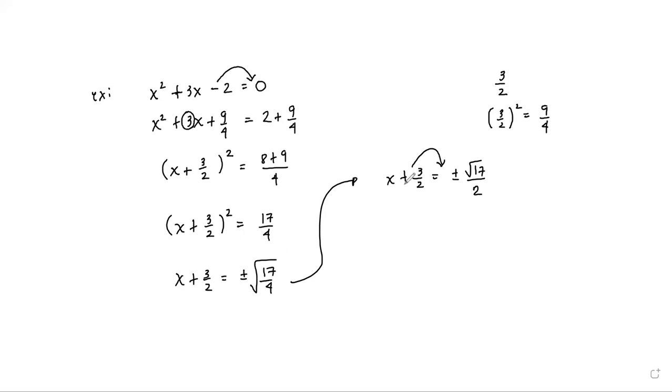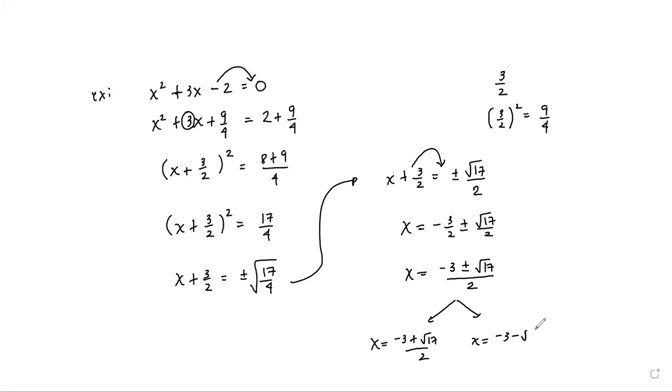Okay, and then positive 3 halves will be transposed to the other side. So this gives us x is equal to negative 3 over 2 plus or minus the square root of 17 over 2. So combining this into a single fraction, that gives us x is equal to negative 3 plus or minus the square root of 17 all over 2. So therefore, our solutions here would be negative 3 plus square root of 17 over 2, and then the other one is negative 3 minus square root of 17 over 2. So these are our solution set for the problem.